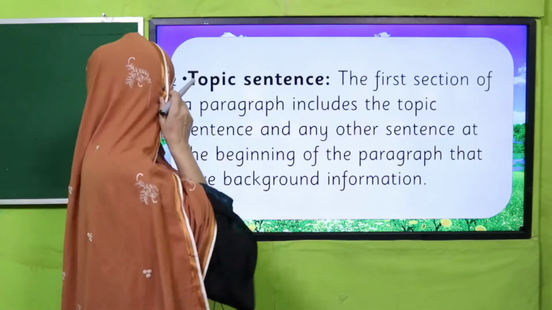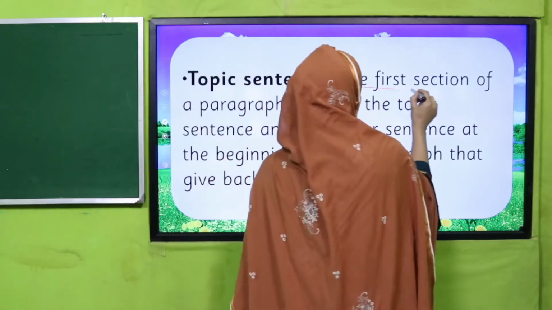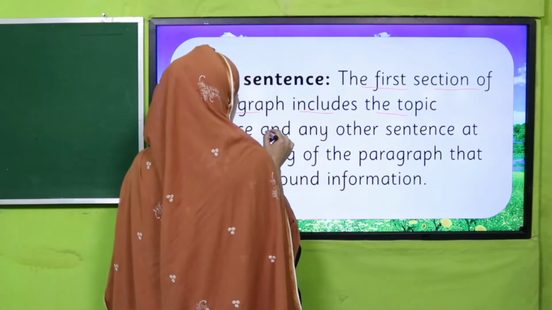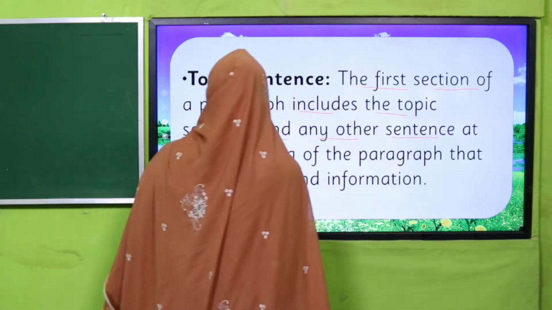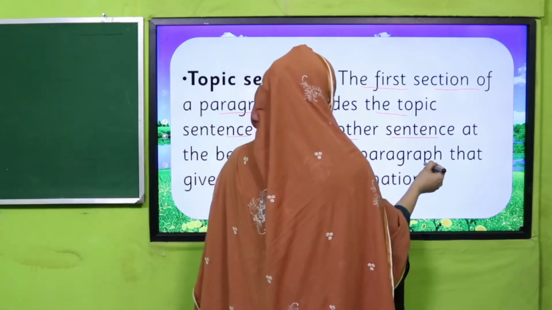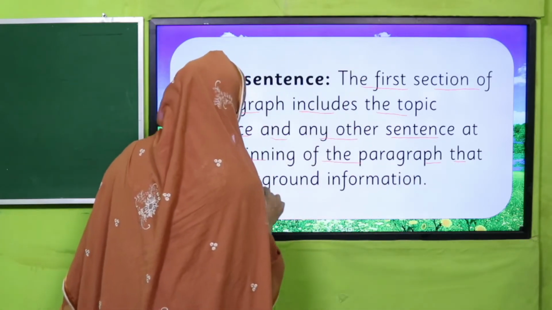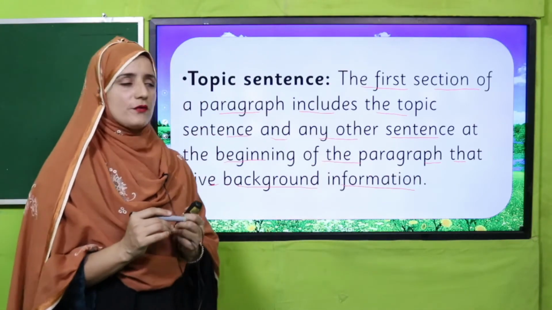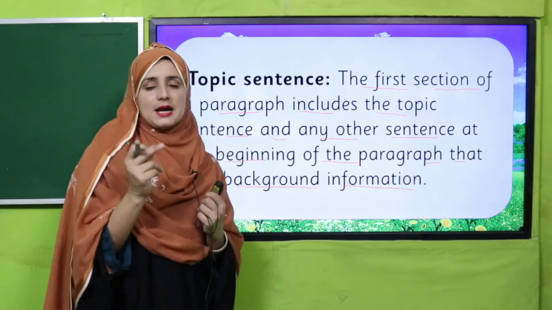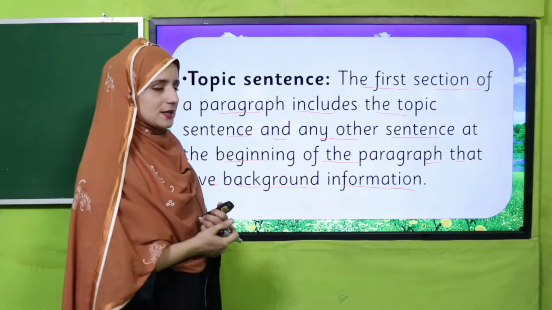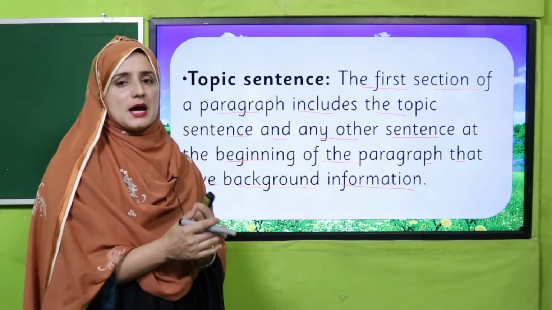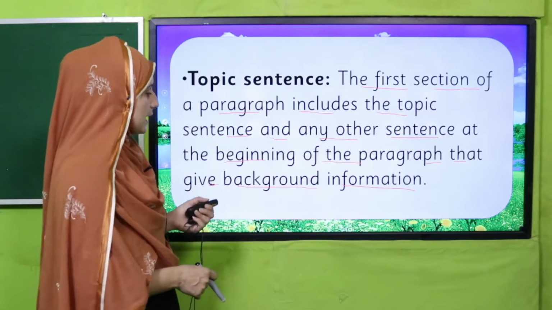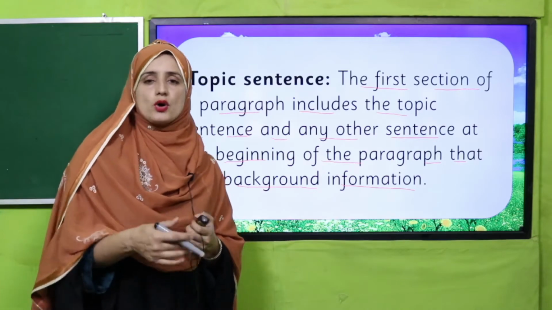Let's see what is a topic sentence. The topic sentence, the first section of a paragraph, includes the topic sentence and any other sentence at the beginning of the paragraph that gives background information. The first part of the paragraph always tells us about the main idea. We call it the topic sentence, and it can comprise a single sentence, or it may be 2 sentences together, and all the other sentences support that main idea.